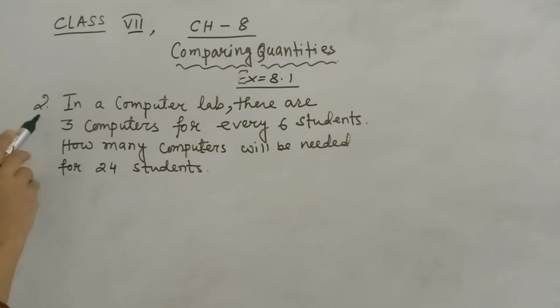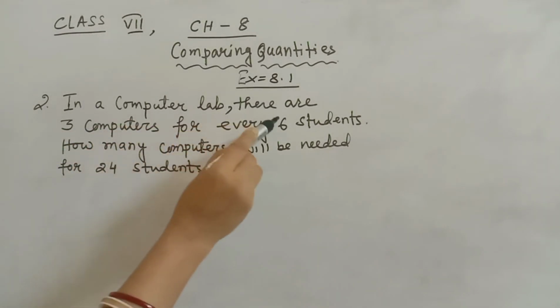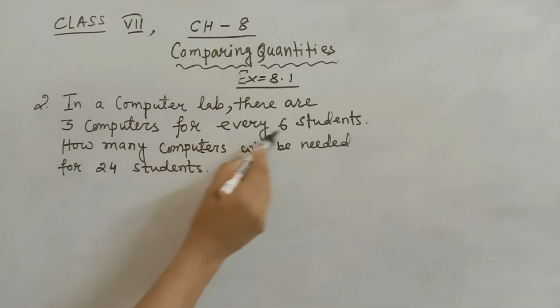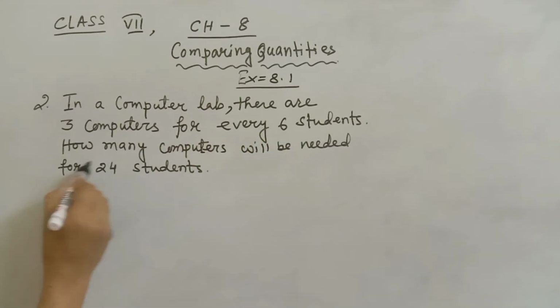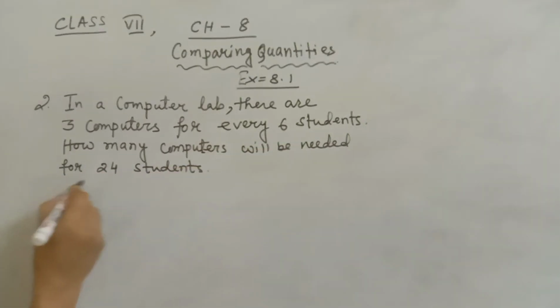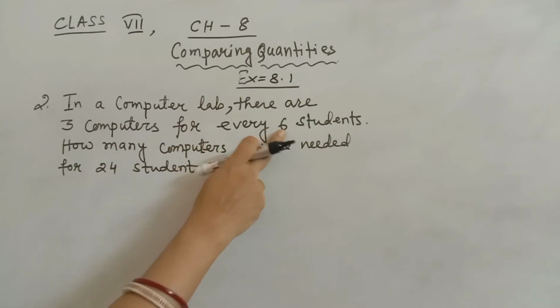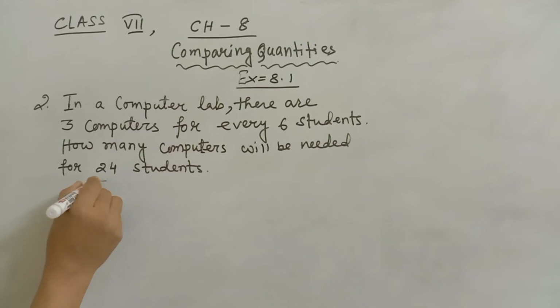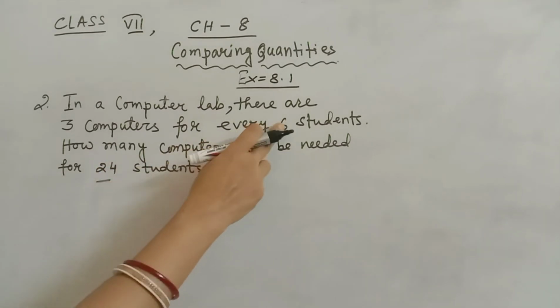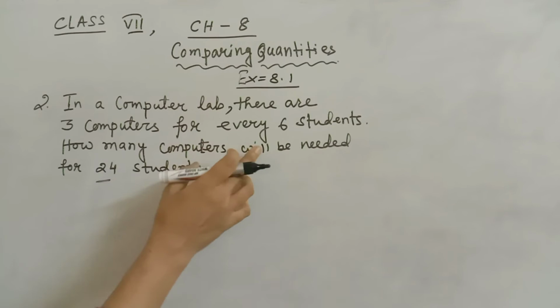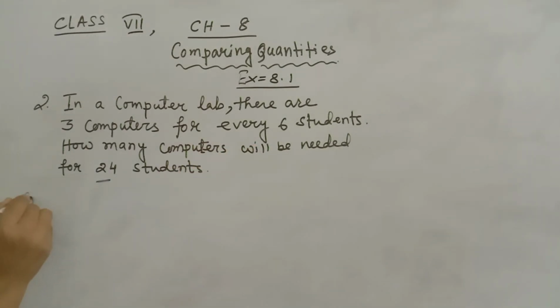Question number 2. In a computer lab, there are 3 computers for every 6 students. How many computers will be needed for 24 students? We can do the sum in the unitary method also, and in the ratio method also. First we will try by the unitary method. As 3 computers for every 6 students, now 24 students are given here. So the number of students is known in both places. It will be very easy for you.